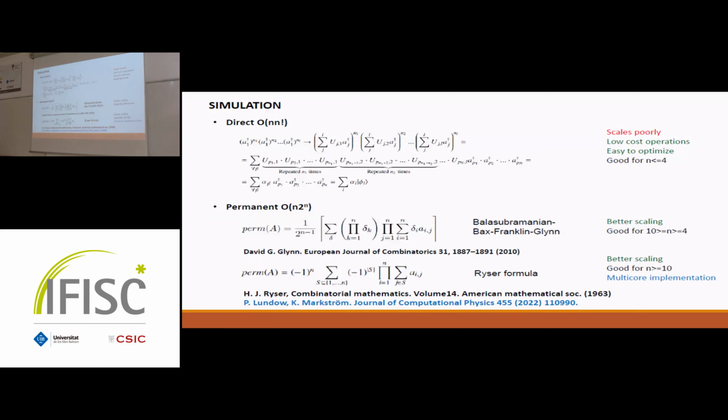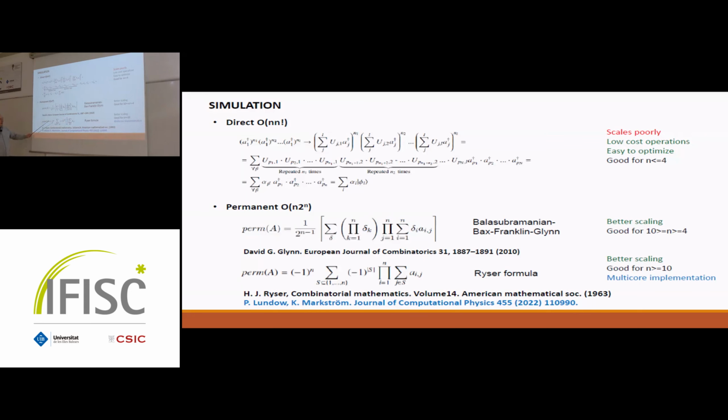Basically, there are 2 formulas. The Balasubramanian-Bax-Franklin formula, and the Ryser formula. This one has a nicer scaling, that is not good, but better than the direct method. It is of the order of n times 2 to the n. And this one is better between 4 and 10 photons. And this one, the Ryser one, is good for arithmetic. In other words, the permanent calculation scales the same for both formulas, but this one is a bit better for smaller matrices, and this one is a bit better for larger ones.